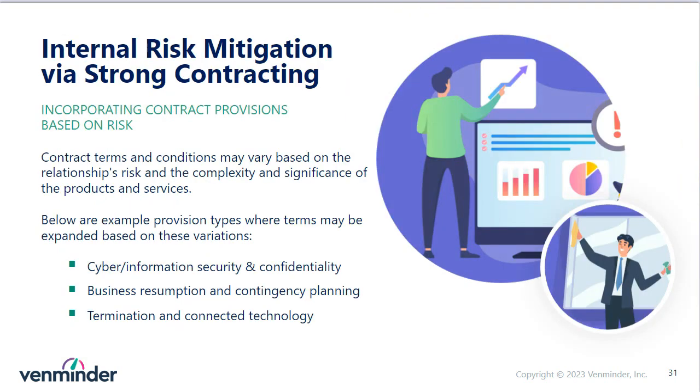The next few slides, we want to talk about incorporating contract provisions based on risk. We talked about the concept earlier, but taking a particular look now at examples of cyber information and security confidentiality contract provisions and clauses. You may be using business resumption, availability contingency planning clauses, or maybe it's the termination aspect. These are terms and conditions that are going to vary based on product and service, based on the relationship, the risks that have been identified, and the overall complexity.